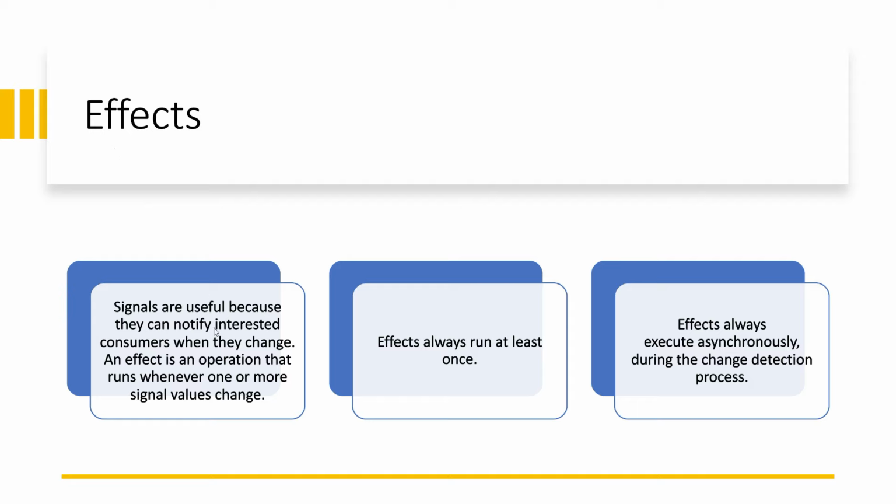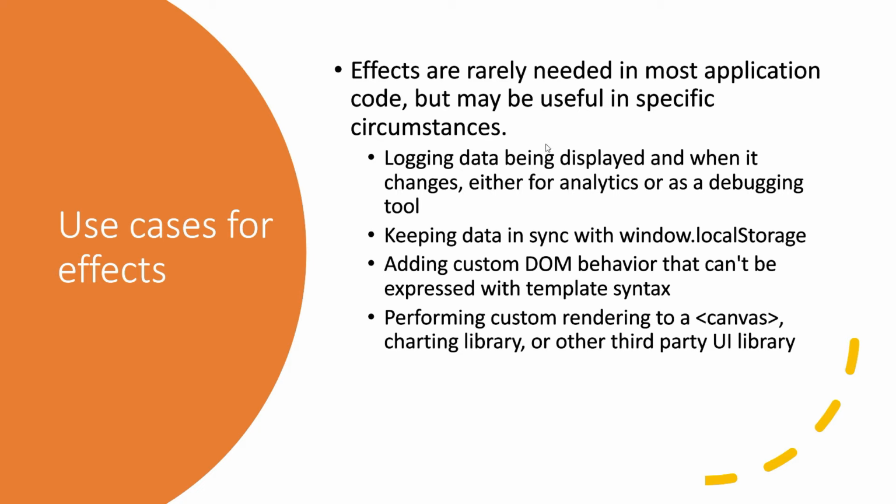Effect signals are useful because they can notify interested consumers when they change. An effect is an operation that runs whenever one or more signal values change. An effect always runs at least once. An effect always executes asynchronously during the change detection process. So effects are rarely needed in most application code, but may be useful in some specific circumstances.